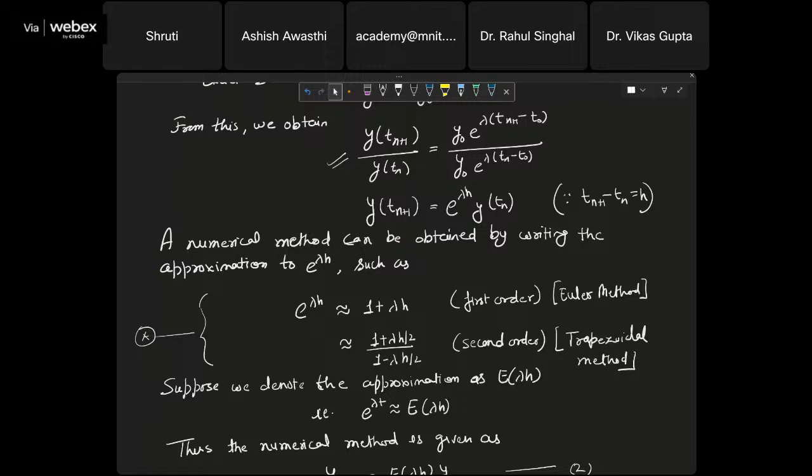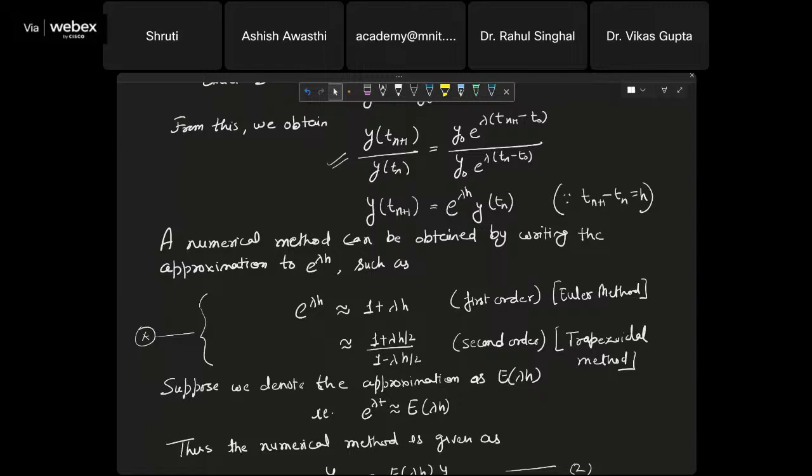And we can also approximate it by second order approximation, using the trapezoidal method. So for this we have this approximation as 1 plus lambda h by 2 over 1 minus lambda h by 2. There can be many other approximations also. I'm giving you just two examples of first order and second order approximation of the exponential term over here. First order approximation here actually gives the Euler method, and second order approximation which I am showing here is giving us the trapezoidal method. Okay, since we have discussed these methods, it will be easy to understand.